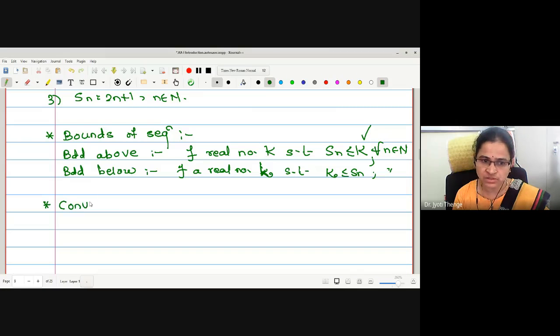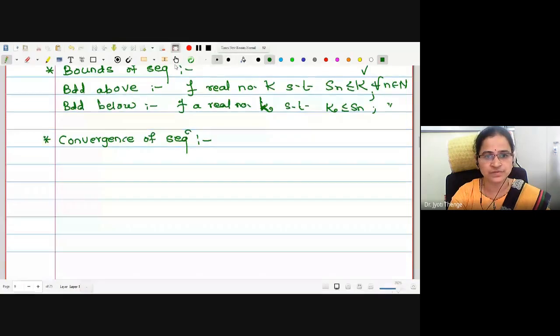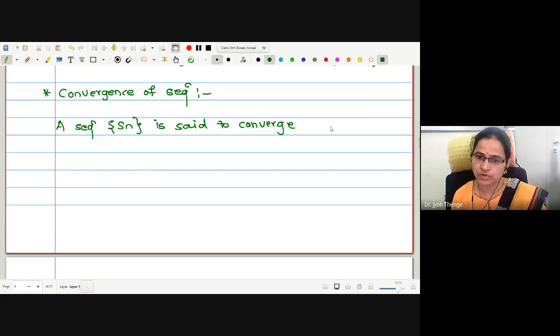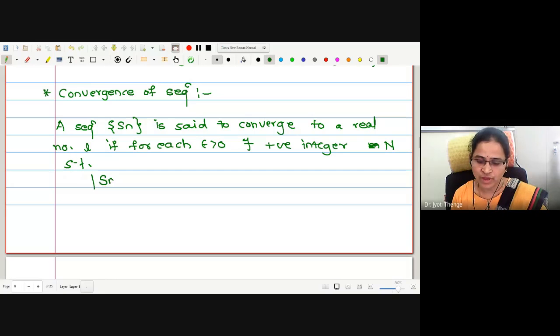What is convergence of a sequence, or limit of a sequence? Definition: convergence of a sequence. I'll write the definition first. A sequence Sn is said to converge to a real number, say small l, if for each epsilon greater than 0 there exists a positive integer, capital N, such that mod of Sn minus L is less than epsilon for n greater than or equal to capital N.